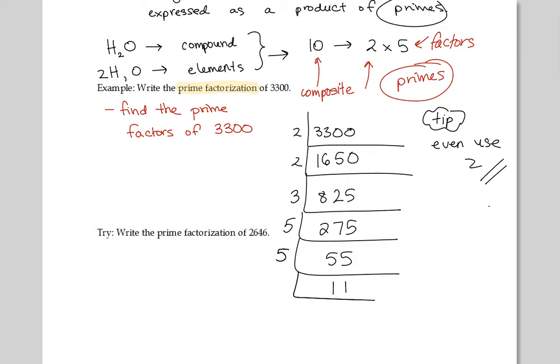11 is prime. Do you agree? So I'm done. Okay? But I'll just pull out that 11 one more time just to get the 1. And now I'm done. I'll take it. So those are the prime factors.